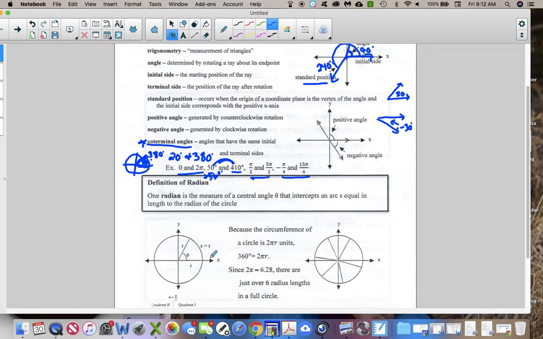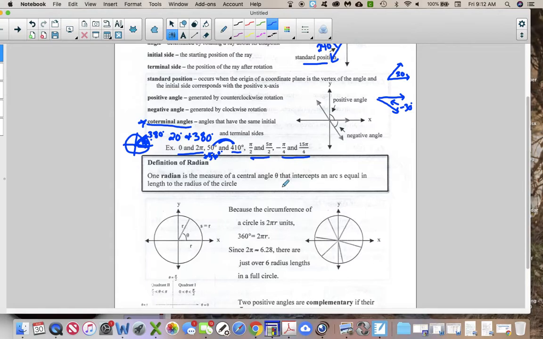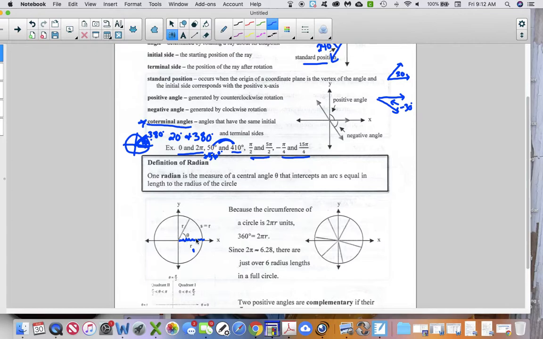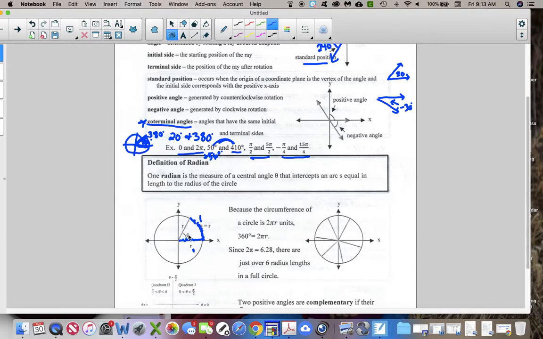Definition of a radian. 1 radian is the measurement of a central angle that intercepts the arc s equal in length to the radius of the circle. What did that mean? Here's what this means. Whatever the radius is of my circle, and usually for the unit circle, that length is 1, okay? If that is my radius of length 1, a radian would be the equivalent of this arc length being 1, whatever that angle is. So my radius here has to be the same length as the arc here, and that many degrees that it opens up is what 1 radian is.